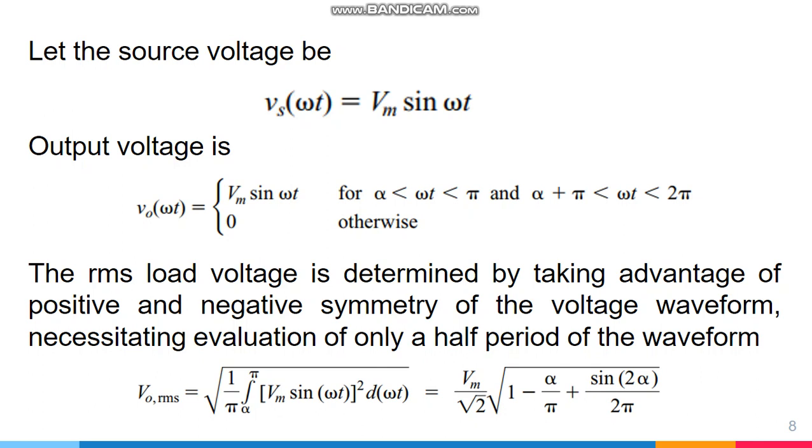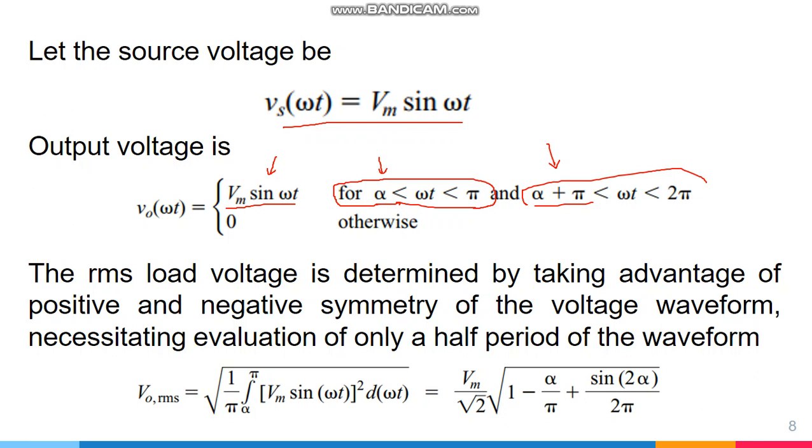We are considering that the source voltage is equal to Vm sin omega t. So we saw that when the switch was conducting, the output voltage followed the input voltage. If the switch is conducting from alpha to pi, if the firing angle was kept at alpha for the positive half, and for the negative half it was alpha plus pi, so only during these durations could I obtain the output voltage.